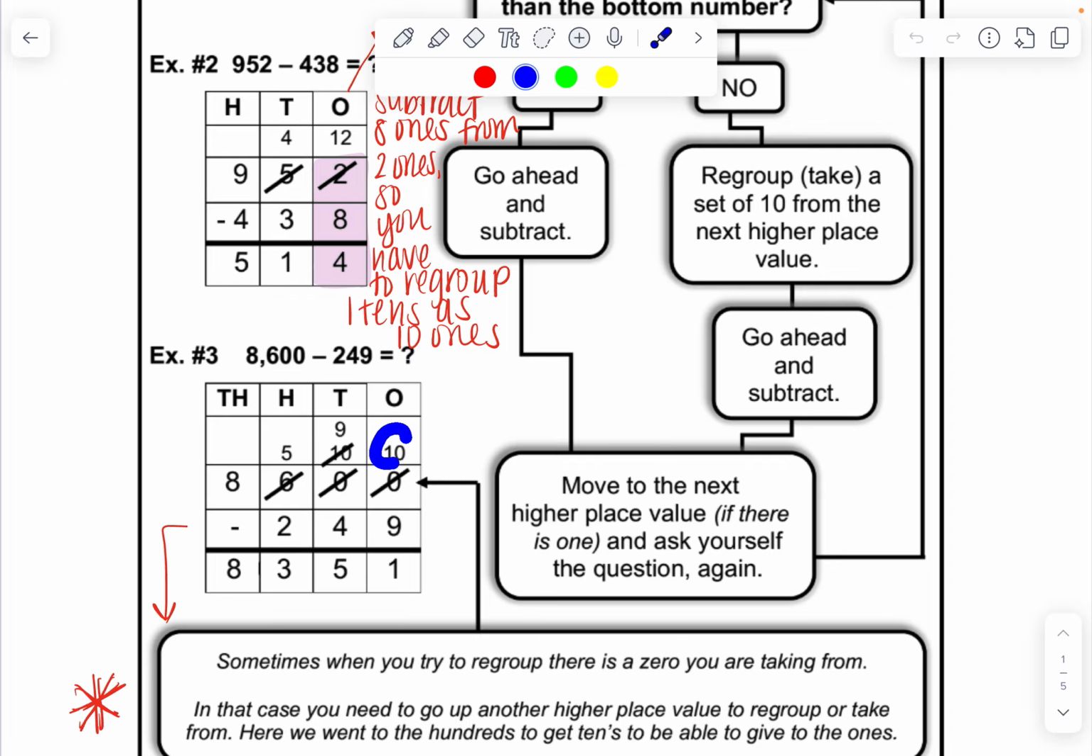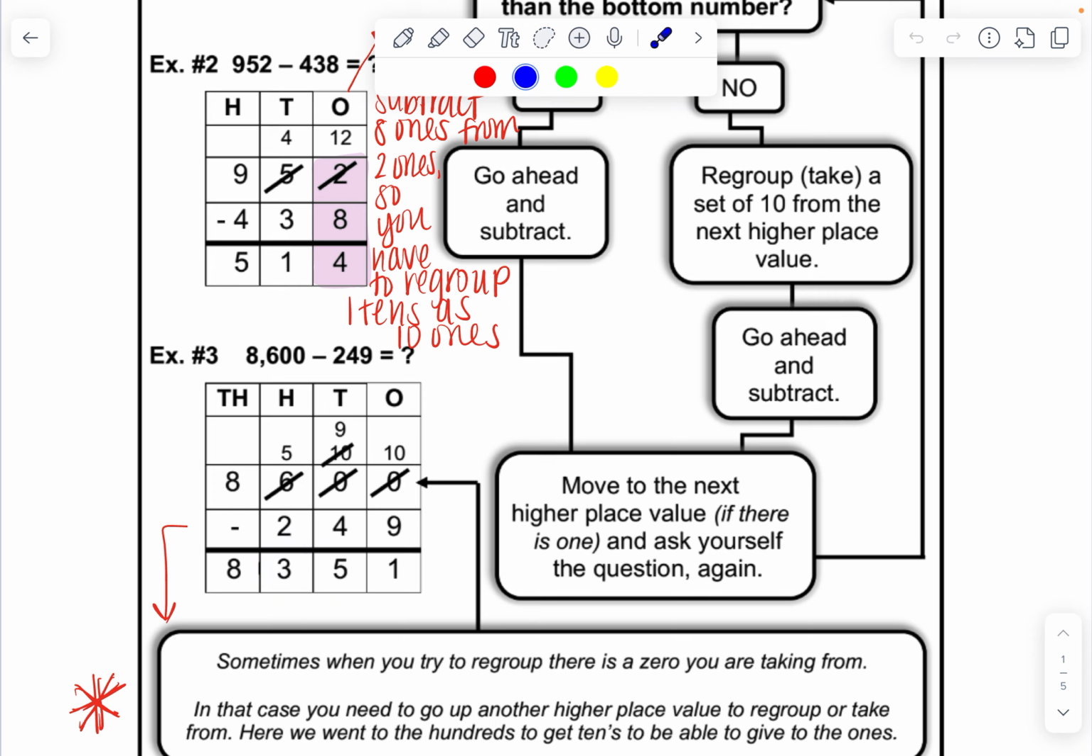I say, okay, now I have a larger number on top. 10 minus 9 gives me 1. Nice. Moving over to the tens place, I have 9 left. 9 take away 4 gives me 5. Amazing. And then in the hundreds place, my top number is greater than my bottom number, so I can do 5 take away 2, which is 3.